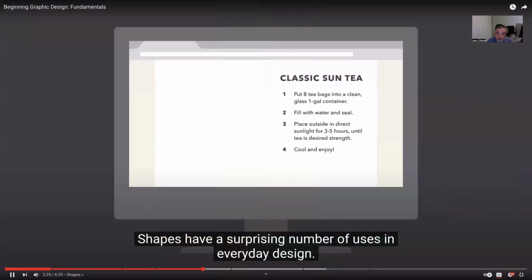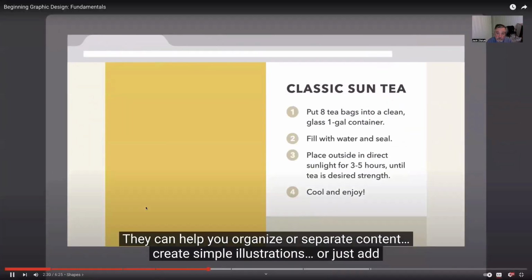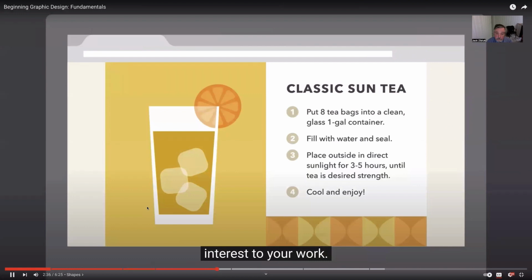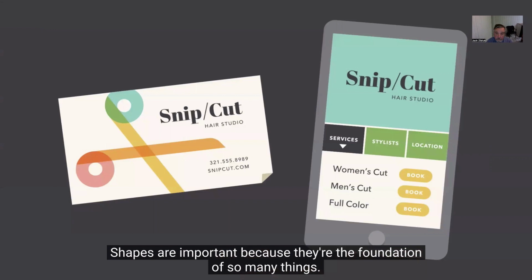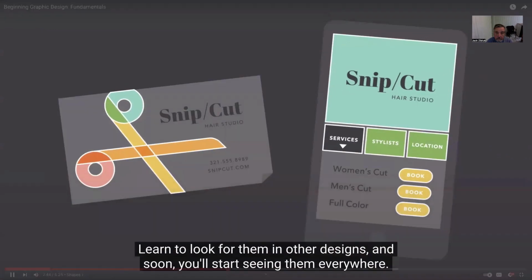Shapes have a surprising number of uses in everyday design. They can help you organize or separate content, create simple illustrations, or just add interest to your work. Shapes are important because they're the foundation of so many things. Learn to look for them in other designs, and soon you'll start seeing them everywhere.